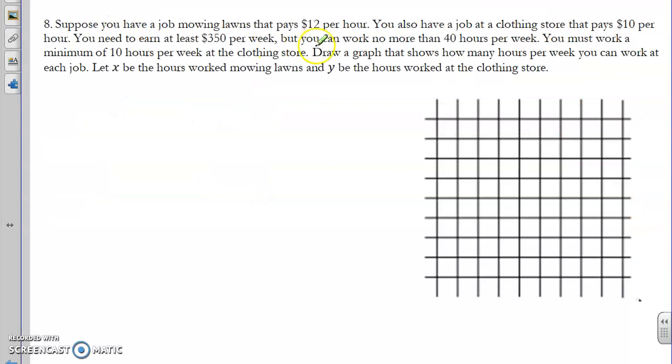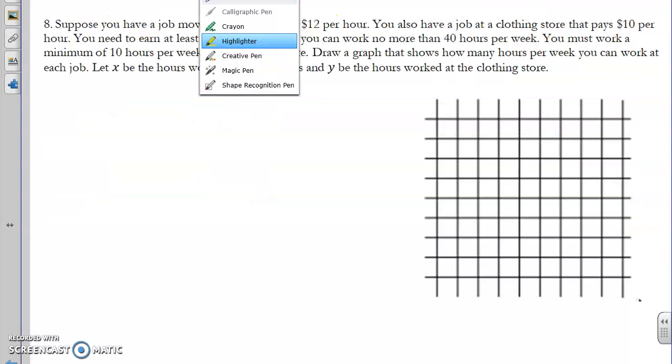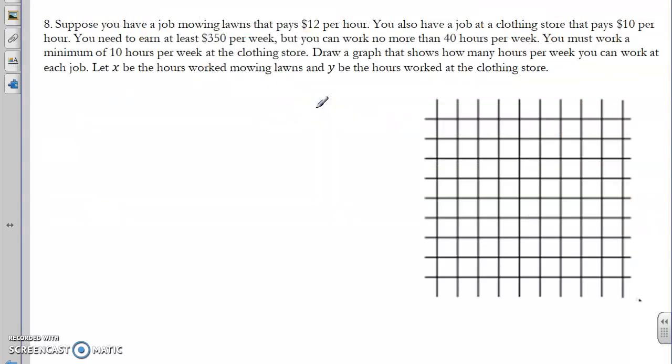Okay. All right, number 8. Suppose you have a job mowing lawns that pays $12 per hour. You also have a job cleaning at a clothing store that pays $10 an hour. And you need at least $350 per week. You cannot work more than 40 hours, and you must work a minimum of 10 hours at the clothing store. So we got a lot of stuff going on here.